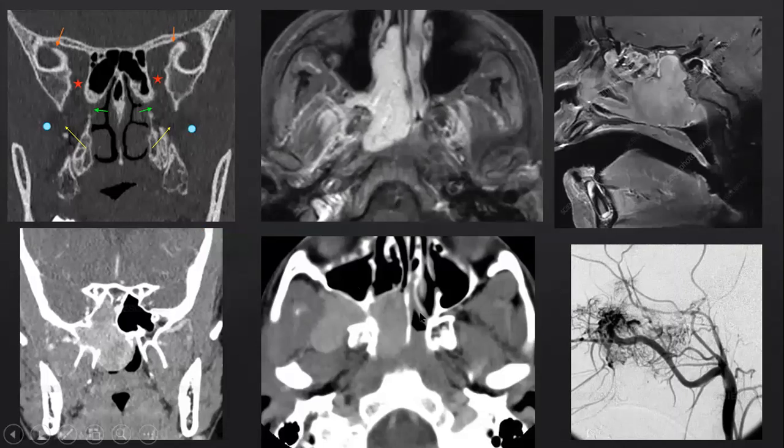This is a CT scan. Compare the pterygopalatine fossa to this dimension over here. It has scalloped the posterior wall of the maxillary sinus, extended laterally into the infratemporal fossa, but also medially into the nose. And this tumor is typically supplied by branches of the internal maxillary artery, which can be embolized prior to surgery. So those are the contents of the pterygopalatine fossa.